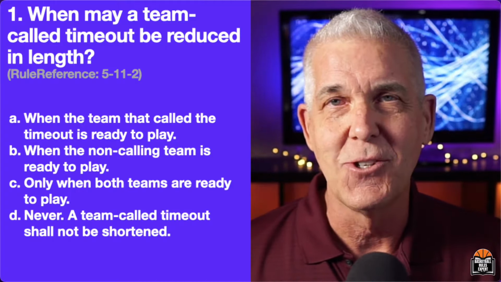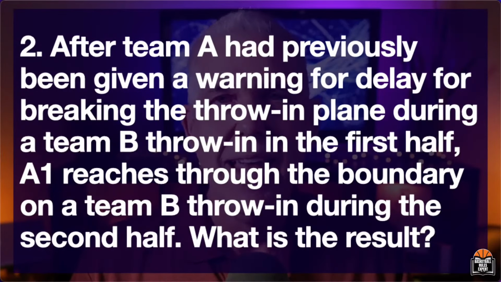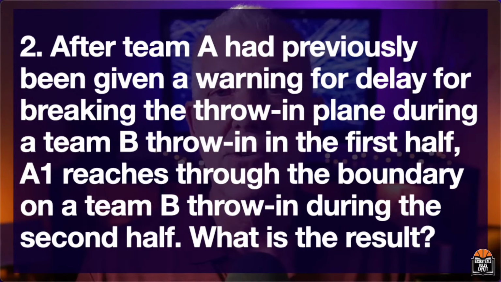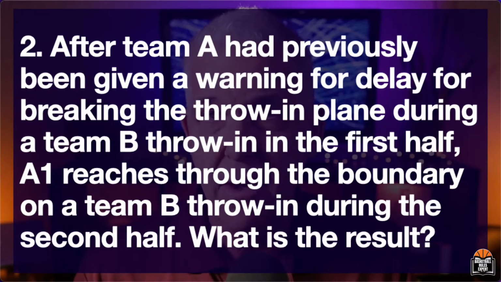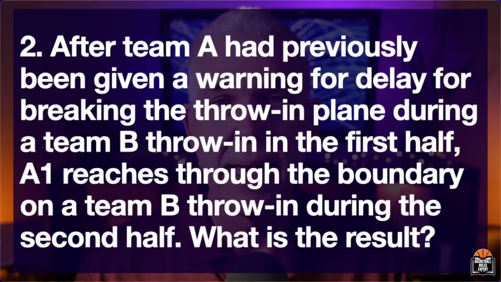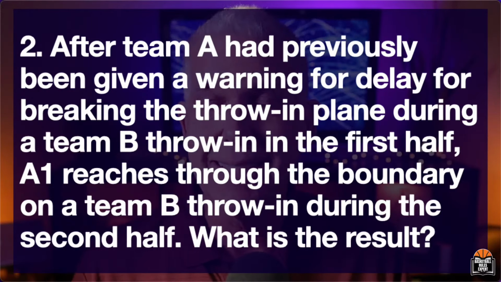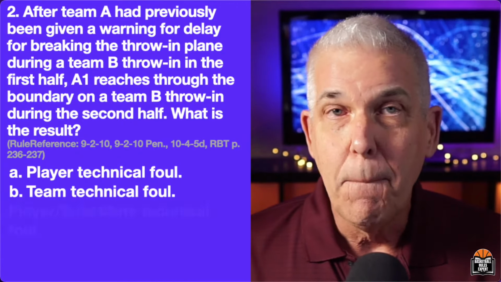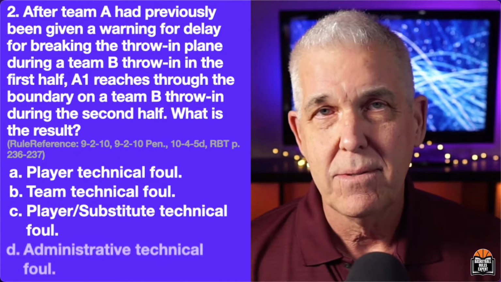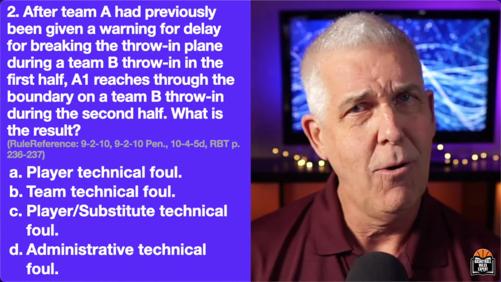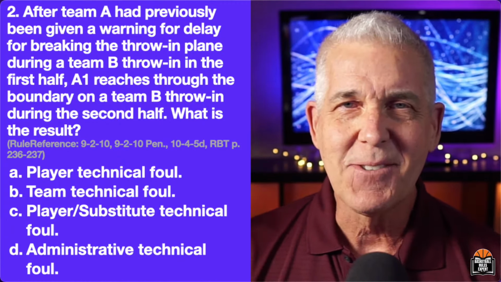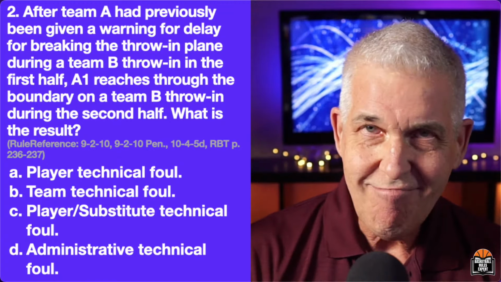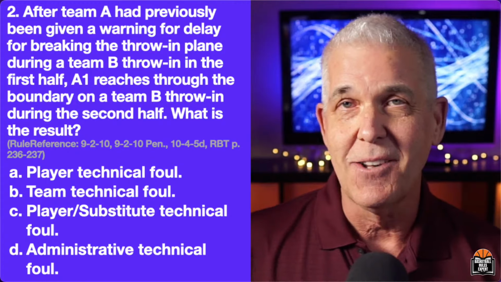Let's see what's question number two. After Team A had previously been given a warning for delay for breaking the throw-in plane during a Team B throw-in in the first half, A1 reaches through the boundary plane on a Team B throw-in during the second half. What is the result? A, player technical foul. B, a team technical foul. C, player substitute technical foul. D, administrative technical foul. All right, there's something revealed in these possible answers that I'll talk about in a second.